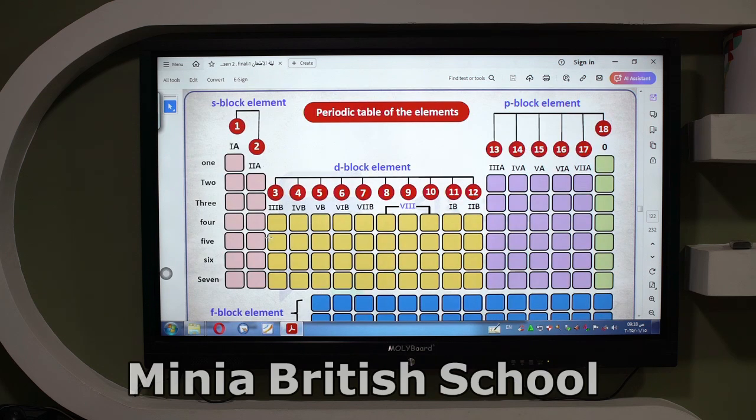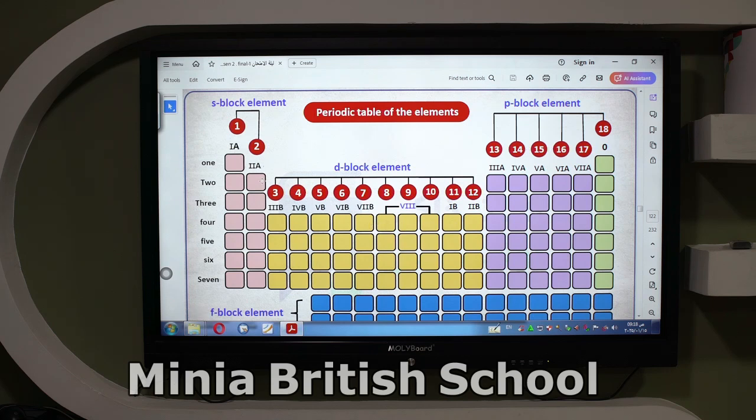Now we will begin with the chapter. We will complete our revision with chapter 2. Chapter 2 begins with the periodic table of the elements. All of the elements are arranged in this table, in this way.